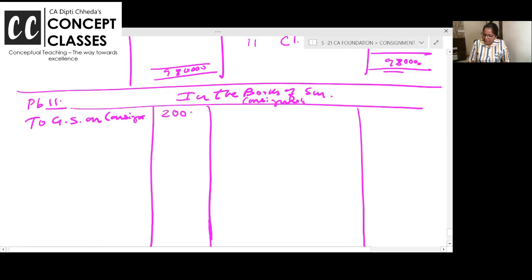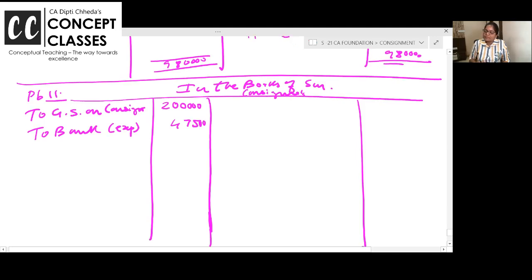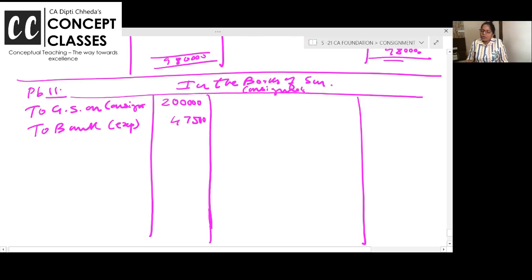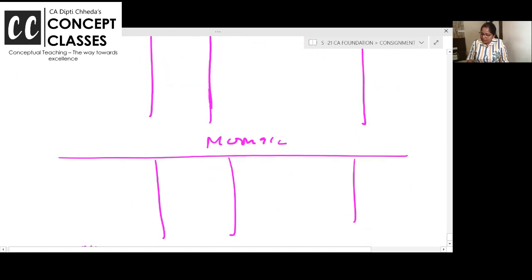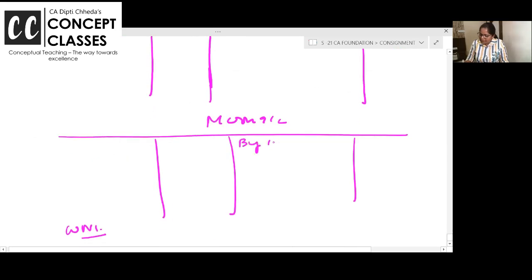10,000 into 20. 2 lakh. Expenses incurred by consignor. To bank. Expenses incurred by consignor. Sun drew a bill of 50,000 payable and Moon accepted the bill. So in our books, by bills receivable, we have drawn the bill of 50,000.